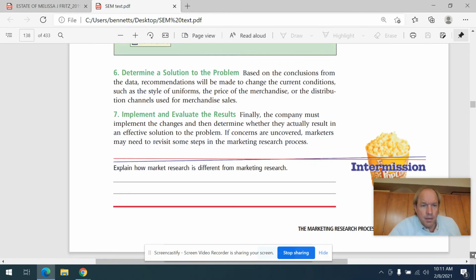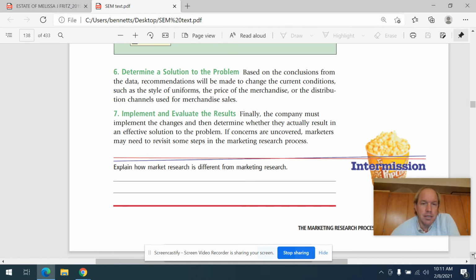A plus right there. Number six, determine a solution to the problem. Based on the conclusions from the data, recommendations will be made to change the current conditions, such as the style of uniforms, the price of the merchandise, or the distribution channels used for merchandise sales. Number seven, implement and evaluate the results. Finally, the company must implement the changes and then determine whether they actually result in an effective solution to the problem. If concerns are uncovered, marketers may need to revisit some steps in the marketing research process.